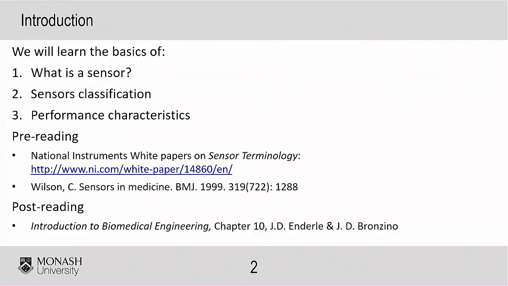And then post-reading, for those that are very, very keen, there is a wonderful textbook called Introduction to Biomedical Engineering by Enderle and Bronzino. You can get a copy of the whole textbook for free if you do a Google search online. It's easy enough to find, and I think chapter 10 is about sensing, and there's also another chapter around that that's quite interesting as well. Feel free to have a read of that if you're quite interested in this topic and you want to learn more.